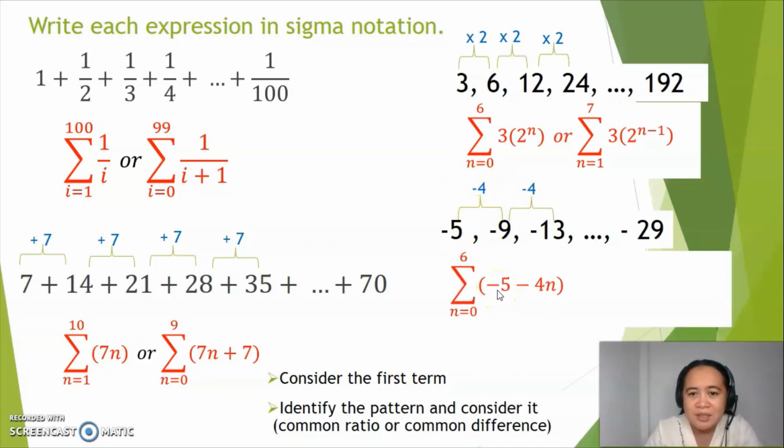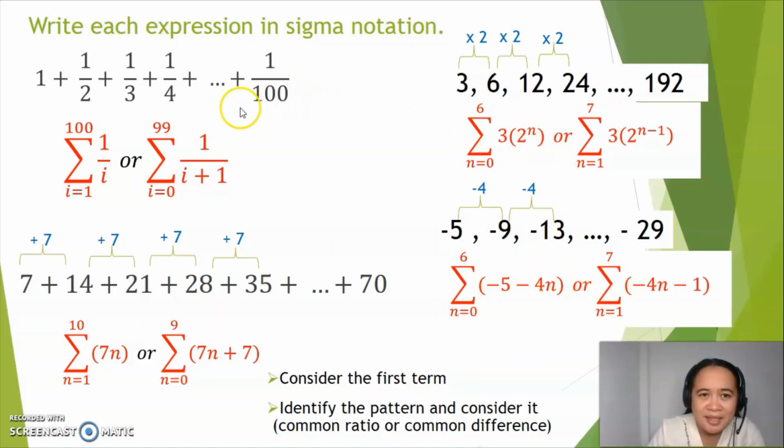So writing the sigma notation here would be negative 5 minus 4n, where n starts from 0 until 6. Or I can rewrite this as negative 4n minus 1, where n starts from 1 until 7. So take note, in rewriting an expression to sigma notation, it really takes a lot of analysis. So please take note of that.